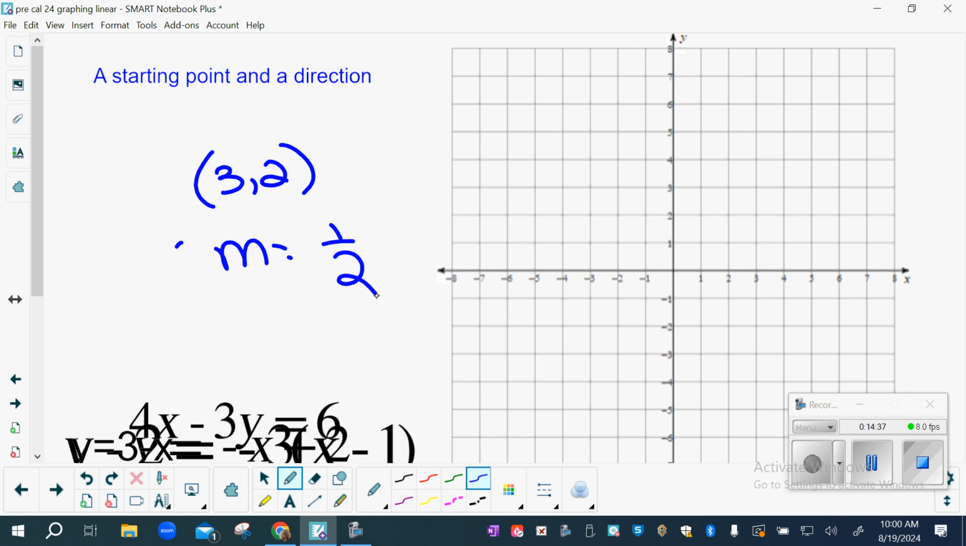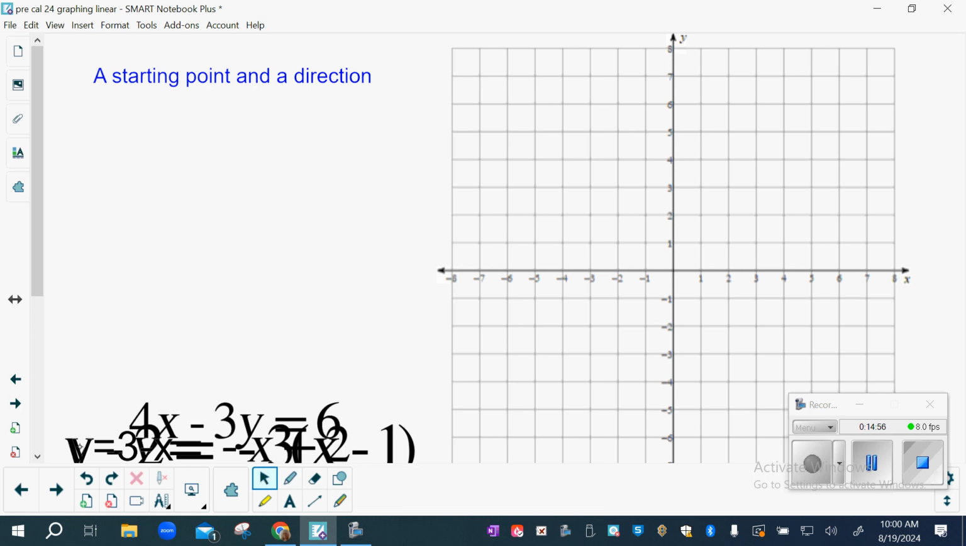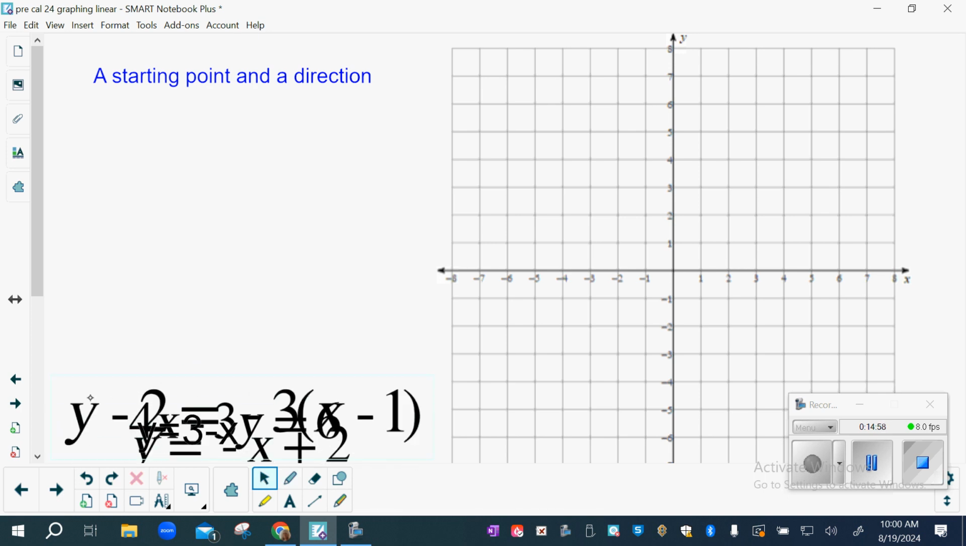I'm just going to go over to 3, 2. I'm going to go up 1/2. I am good to go. All I need is 2 bits of information, a starting point and a slope, a direction. That's all I need. So what we're going to do is practice that. You guys know how to do this. This is light work right here. So let's see if you guys can remember.